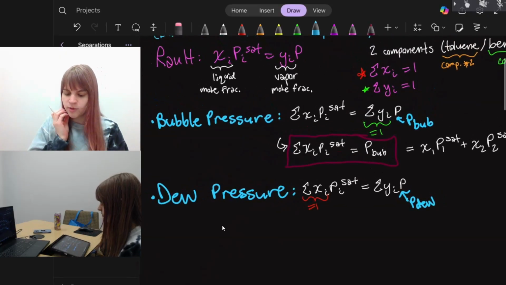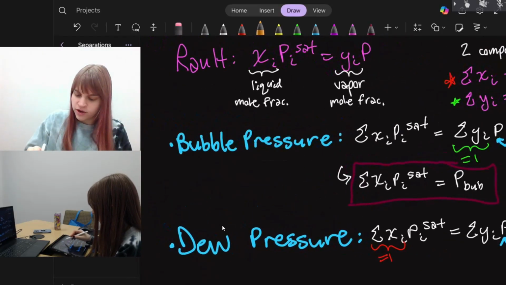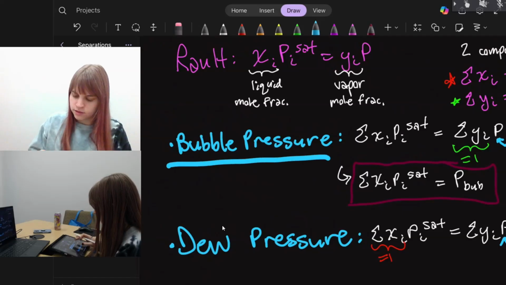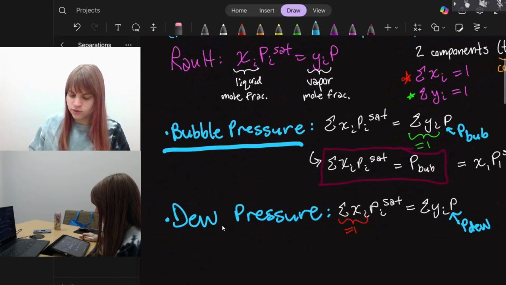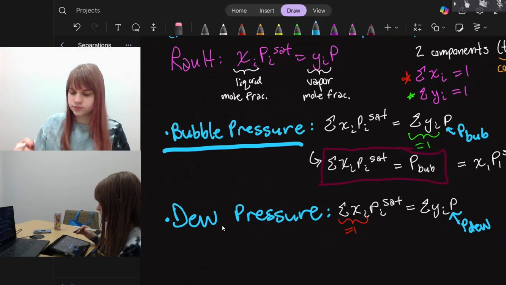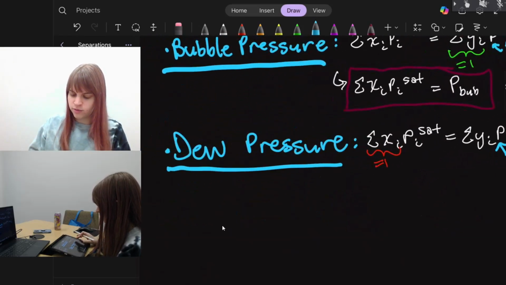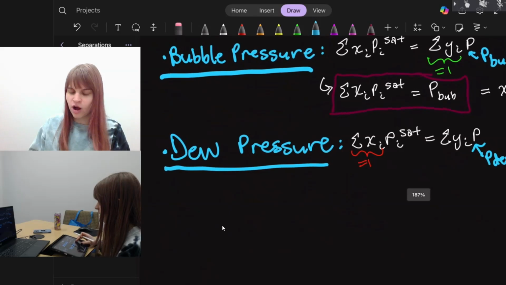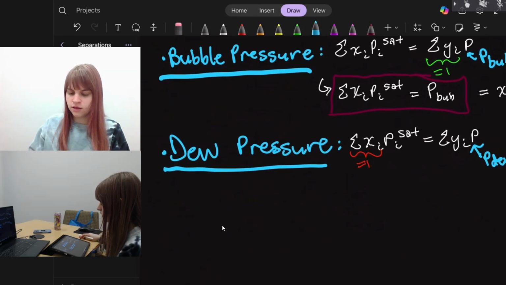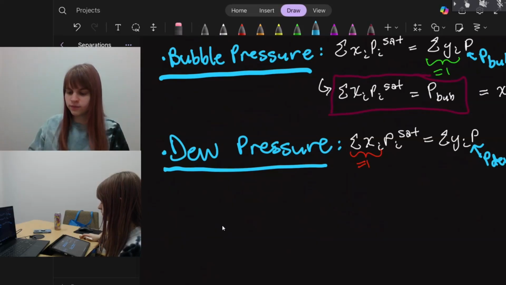And when I say bubble pressure and dew pressure, what that means is that the bubble pressure is the pressure at which the first bubble forms in the liquid portion, and the dew pressure is the pressure at which a droplet first forms in the vapor section of this mixture.